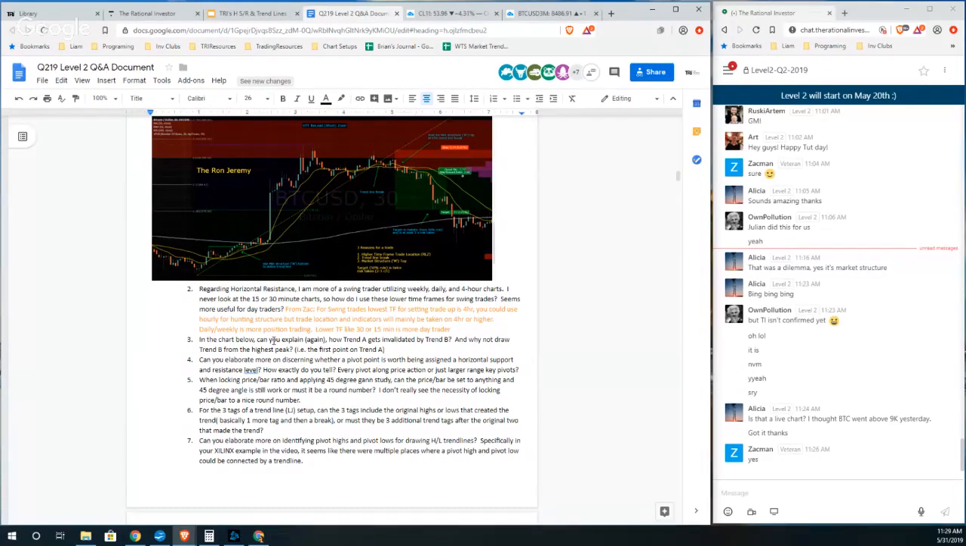From Zach: for swing traders, the lowest time frame for setting a trade up is 4-hour. You could use hourly for hunting structure, but trade location indicators will mainly be taken on 4-hour or higher. Daily, weekly is more position trading; lower time frames like 30-minute, 15 minutes, day trader. Yep, basically reiterating our basic message. Thank you, Zach.